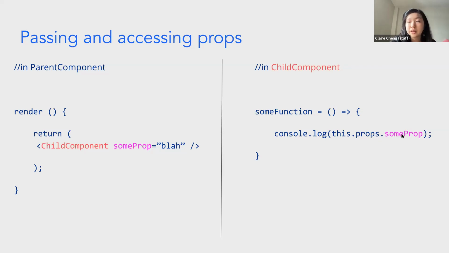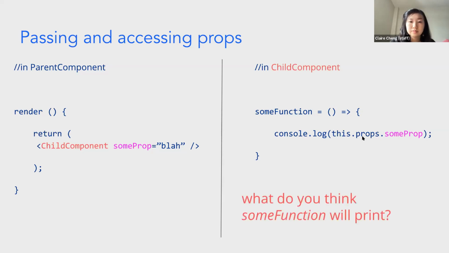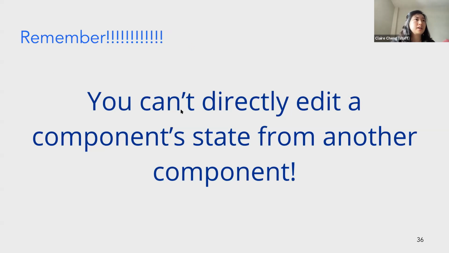So as just a quick review, what do you guys think this will print? Feel free to drop it in the chat. Yeah, this will print blah, because that's what we passed in here as the value of our prop. So in the child component, this.props.someprop will refer to whatever we assigned in the parent component. Okay, cool.